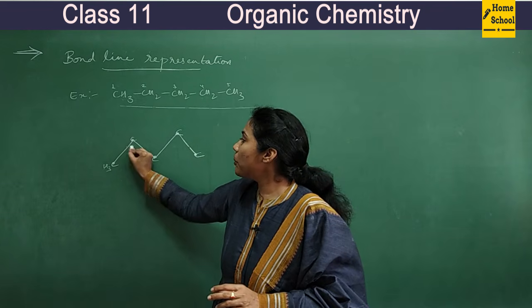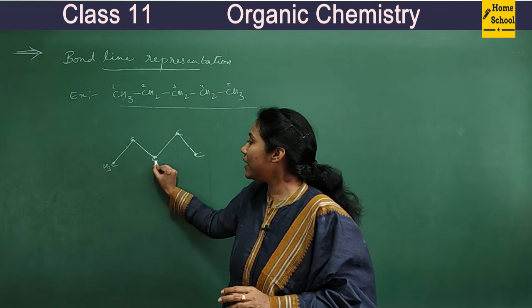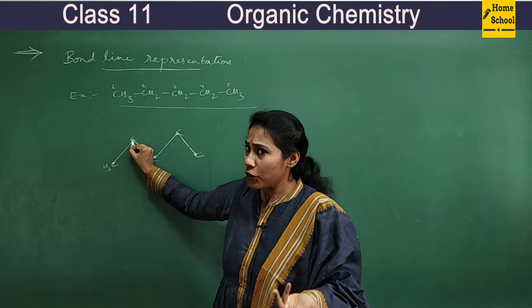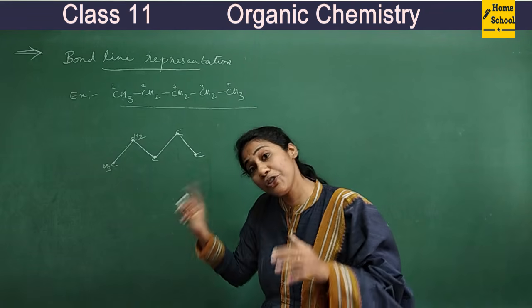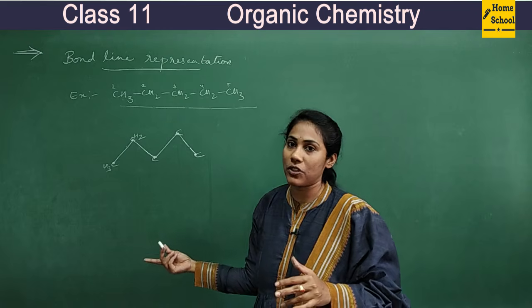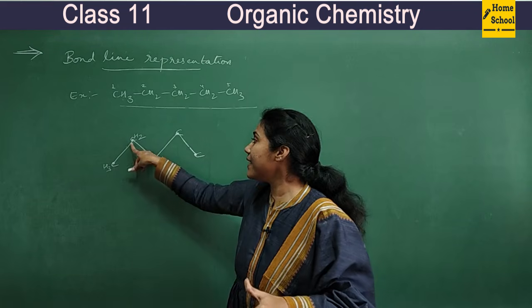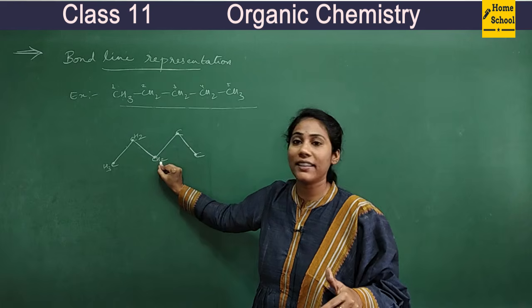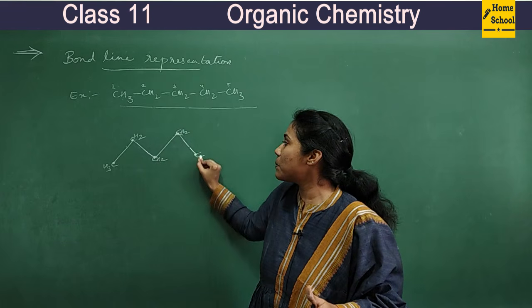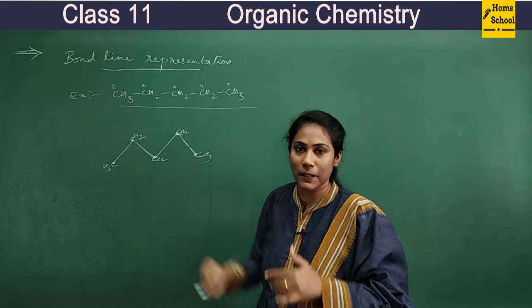And this carbon, 2 bonds are already there with neighboring carbons. How many bonds does it require? 2 bonds. So those 2 bonds are with hydrogen. It is understood that there is CH2 at this position, and this group is CH3.